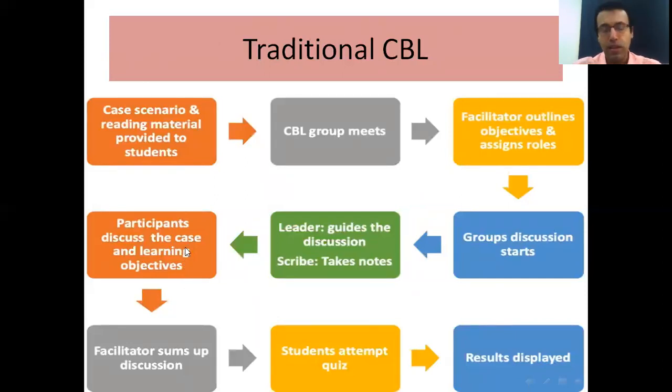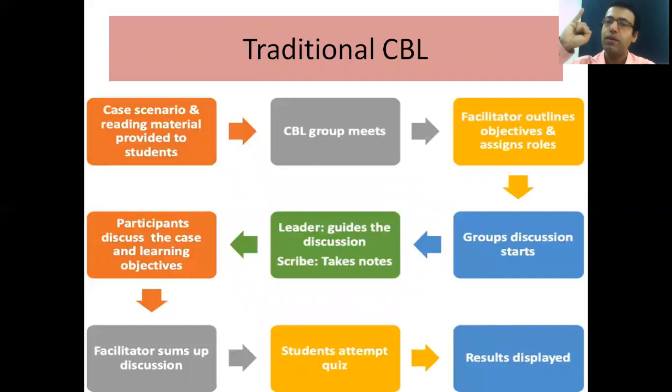Then we reach the role of the facilitator. Here, the role of the facilitator is to sum up the students' discussion. Then students attempt a quiz, and the results of the quiz will be displayed to the students.